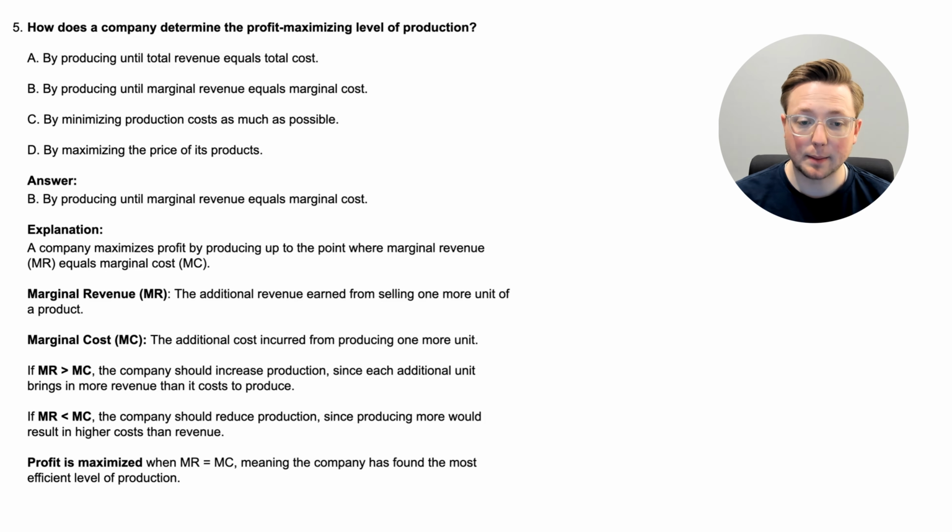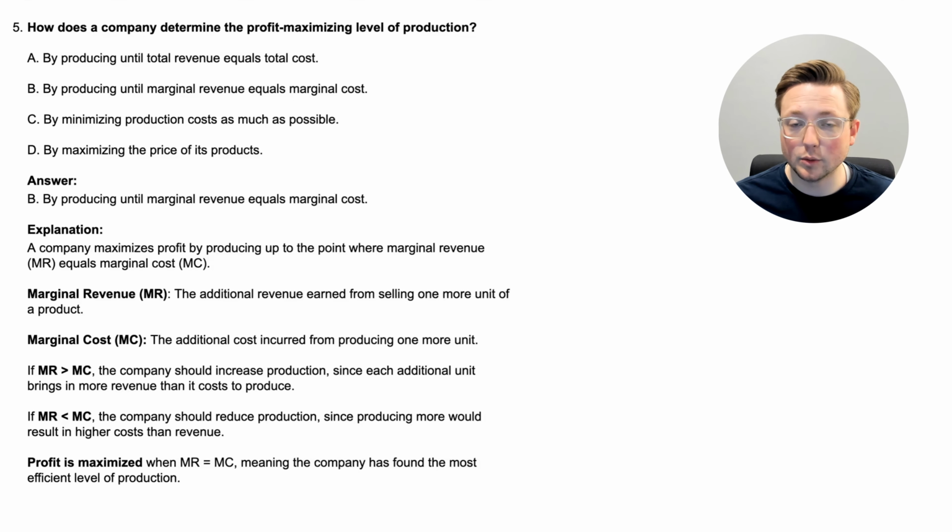The answer is B, by producing until marginal revenue equals marginal cost. So let's talk about those and their relation to profit maximization. A company maximizes profit by producing up to the point where marginal revenue, and that's MR, equals marginal cost, and that was MC. So marginal revenue is the additional revenue earned from selling 1 more unit of a product. Marginal cost is the additional cost incurred from producing 1 more unit. So if marginal revenue is greater than marginal cost, the company should increase production, since each additional unit brings in more revenue than it costs to produce. If marginal revenue is less than marginal cost, the company should reduce production, since producing more would result in higher costs than revenue.